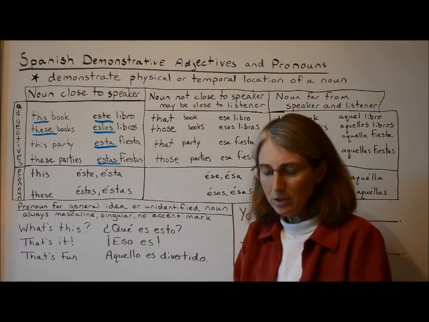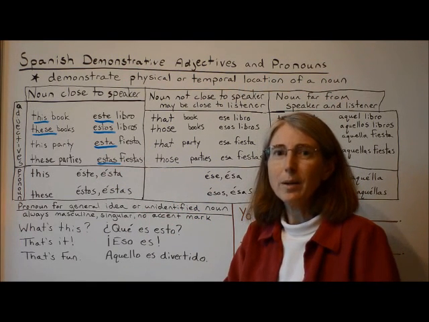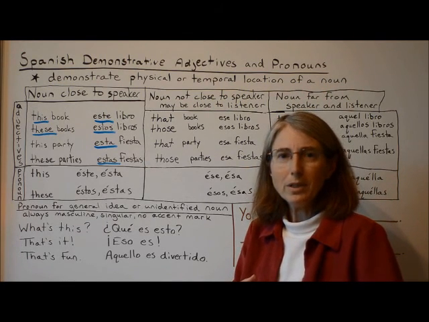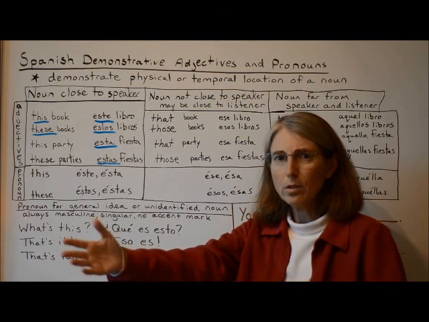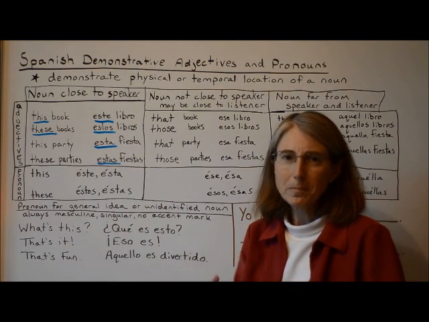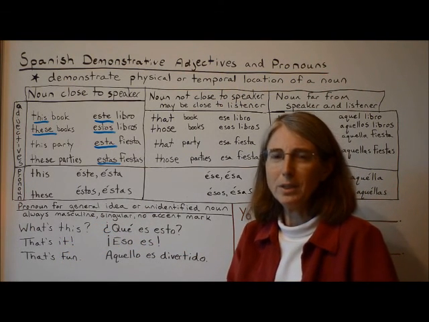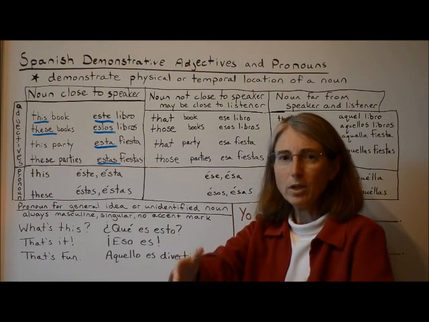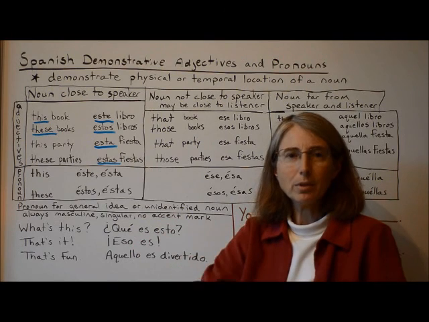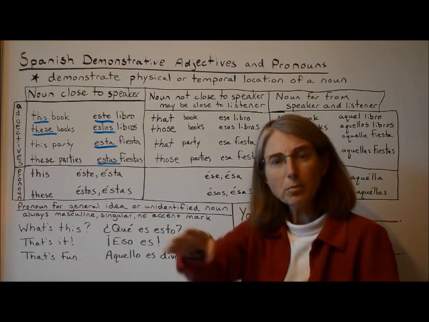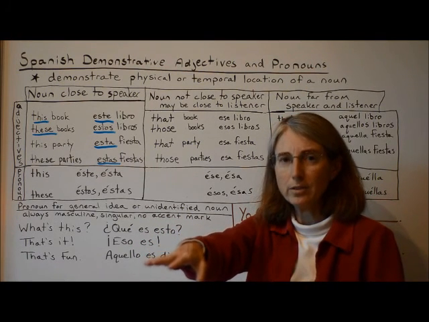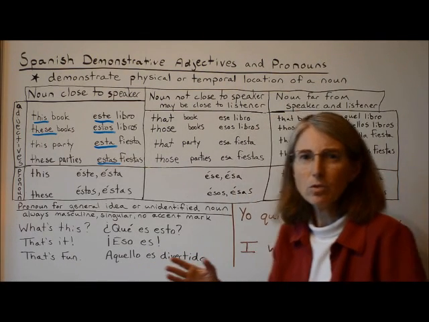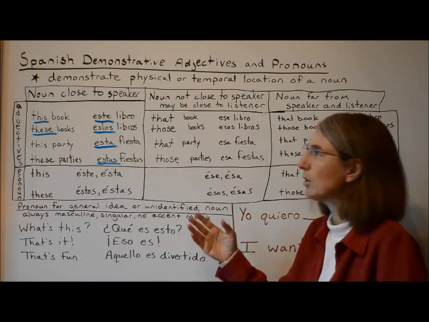Now, in Spanish, we could also describe a noun as being maybe far from me, but close to the speaker. Or, I'm sorry, far from me, but closer to the listener. So I'm talking to someone and I'm talking about that book. The book may be not very close to me, but it could be close to the person who I'm talking to. And in Spanish, we would want to use some different adjectives than we would use in English.